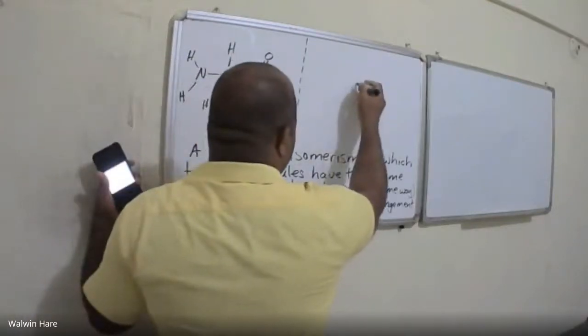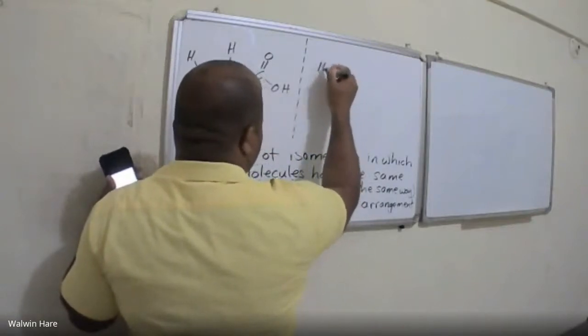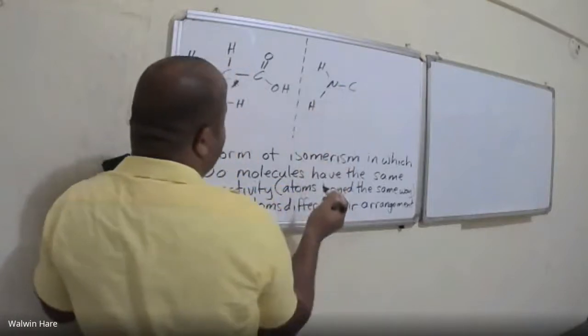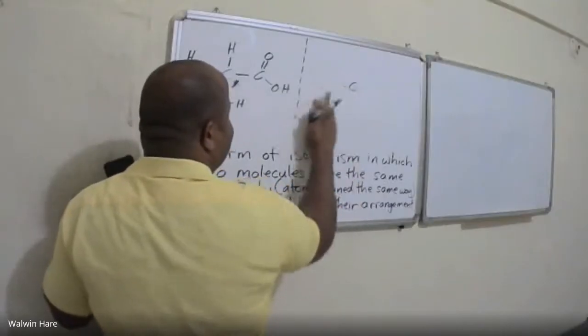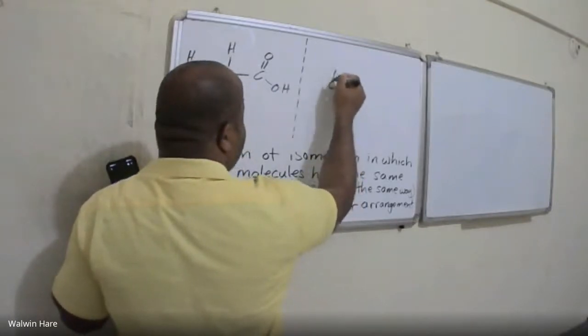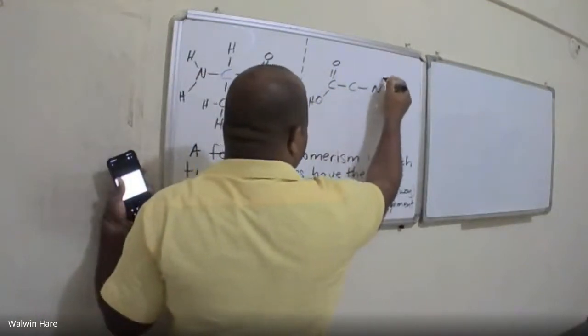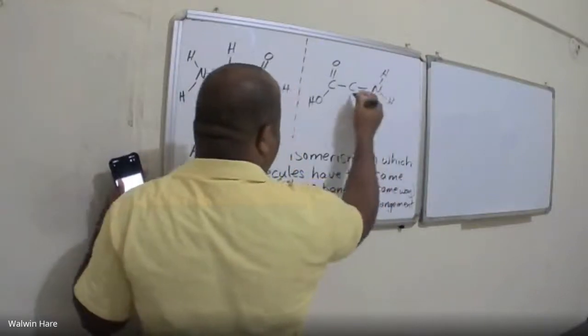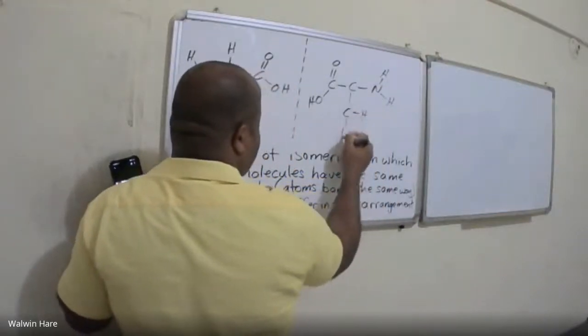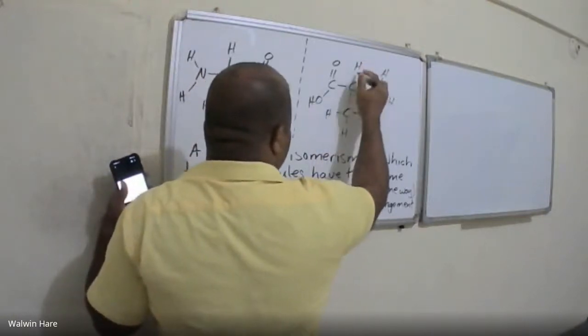So the chiral carbon in the center, the NH2 group, the carboxylic group, C double bond O, OH, and this to the back. Right.